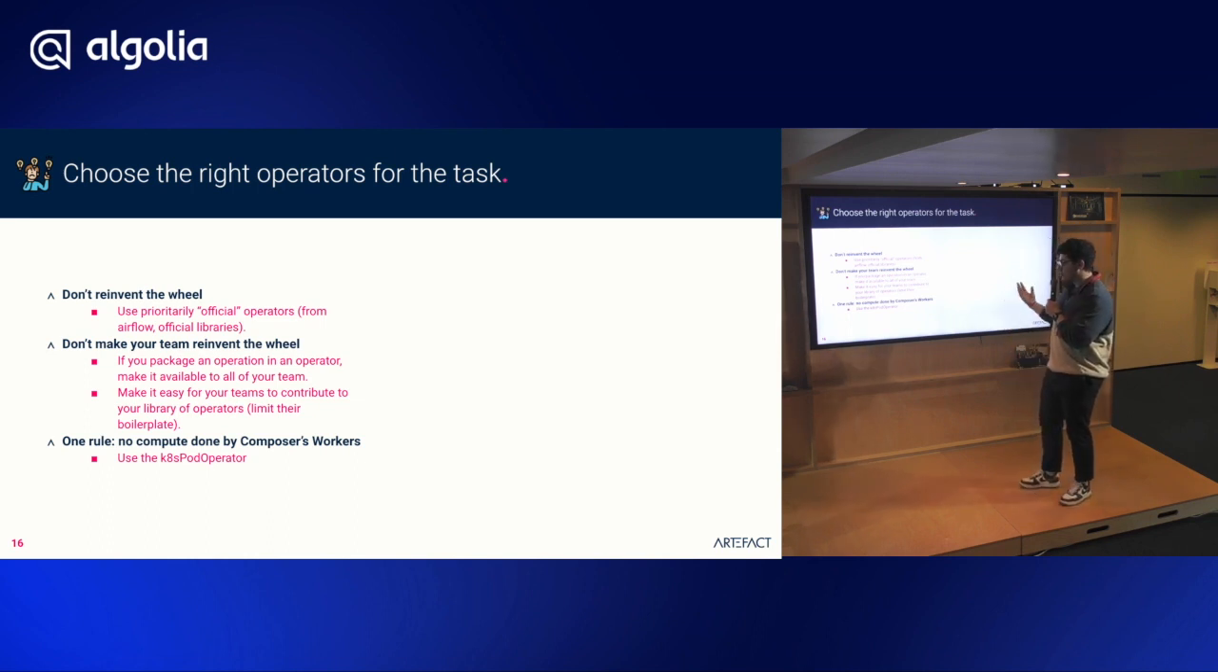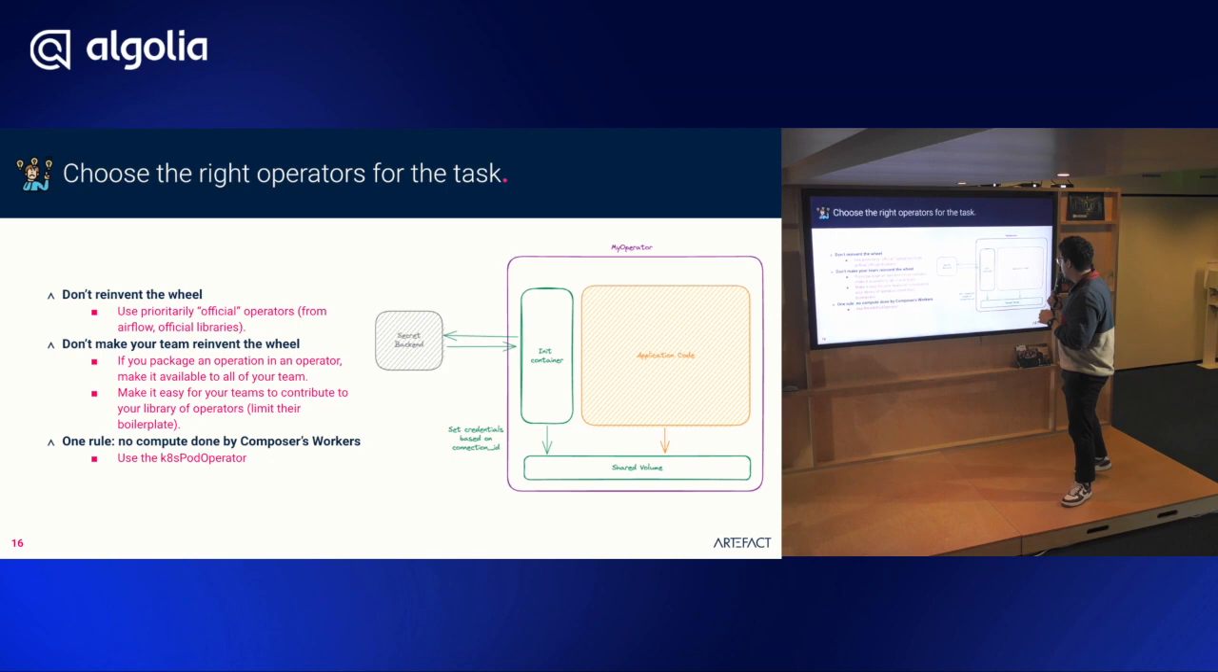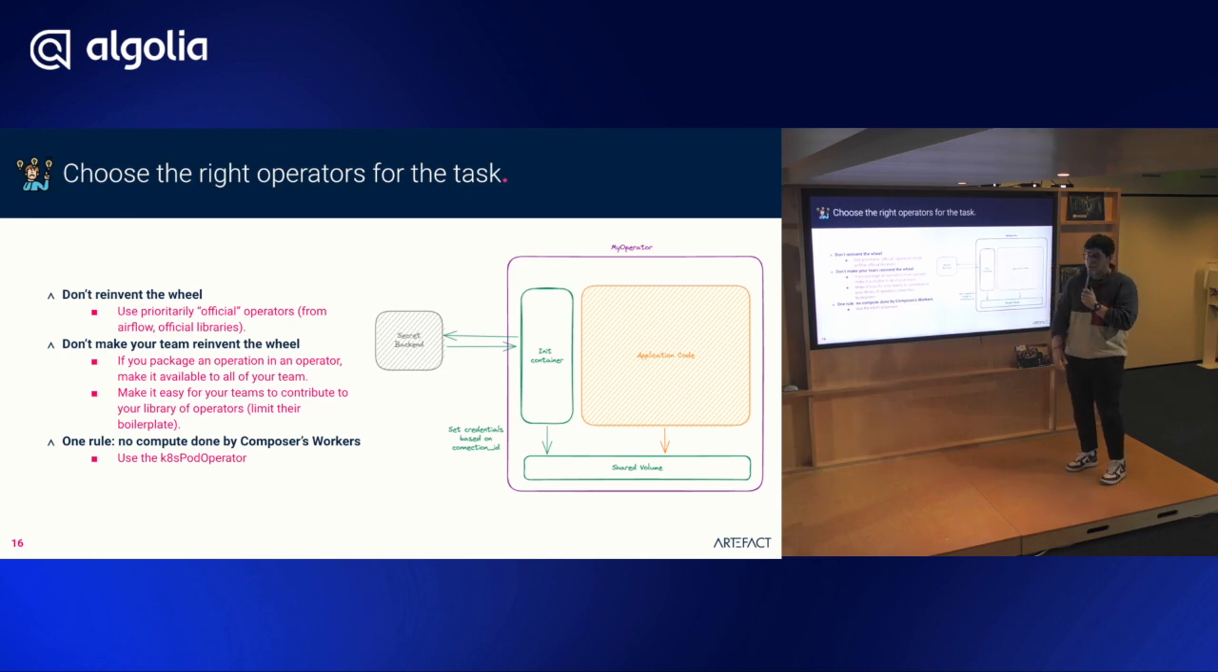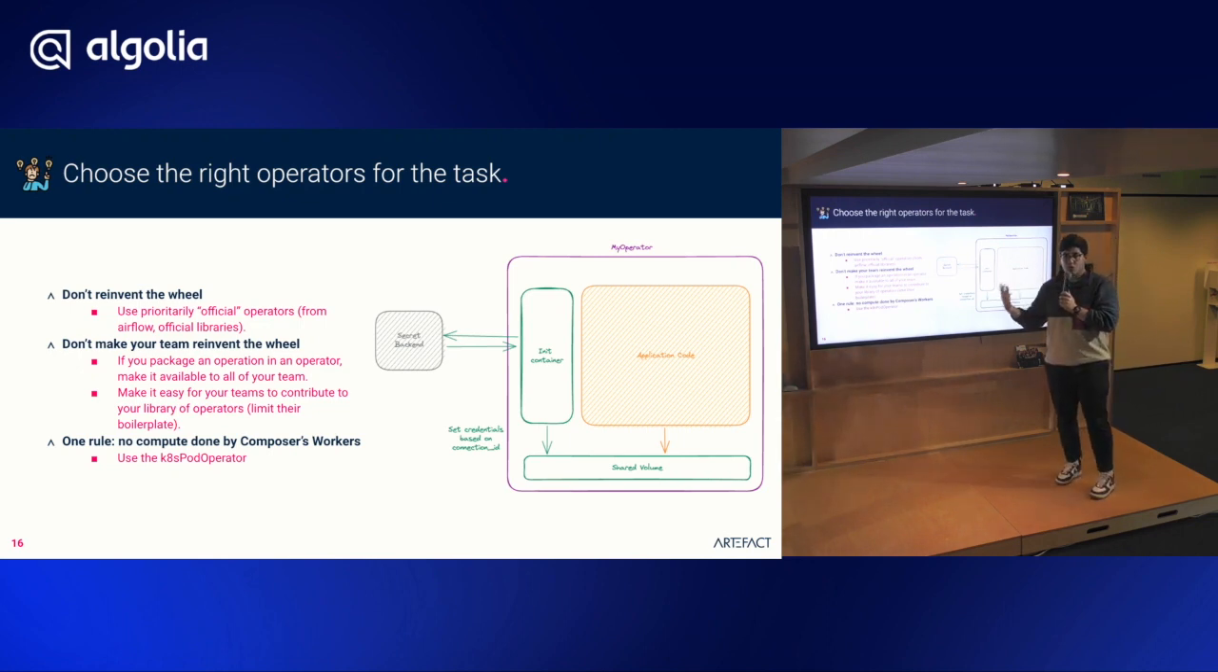And last but not least, which I think is the most important one for us: no compute done by the Composer worker. We had a principle: if there's compute that needs to be done on the Composer cluster, we use the Kubernetes pod operator. So quickly, we decided to package a base operator for the company. On the right side, you see the application code, which is the only thing that the data engineering team needs to provide. The rest is packaged in the base operator. We have an init container that is going to get the secrets and inject them in the application code. So the teams don't need to work on getting the credentials and everything. They just need to provide the code.